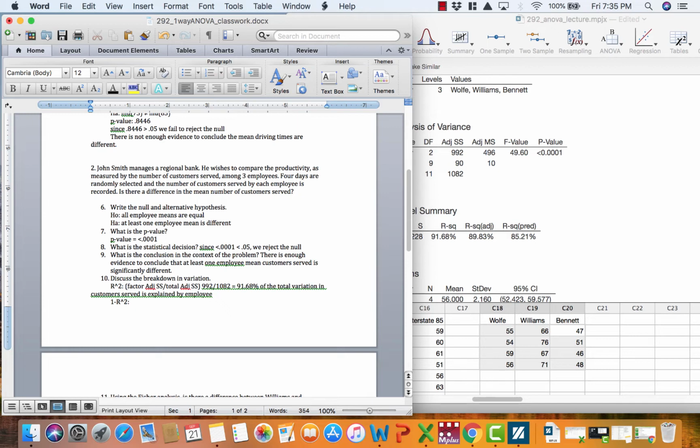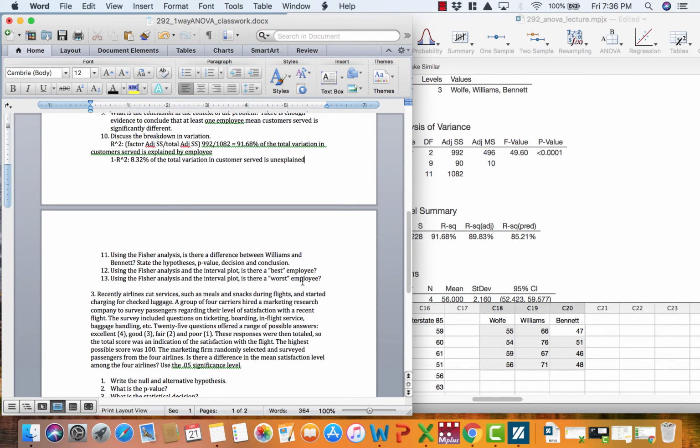So we've got 8.32% of the total variation in customers served is unexplained. And what might fall into unexplained variation here? That could be weather outside, time of day, mood of the customer. There are really infinite possibilities for what is unexplained.